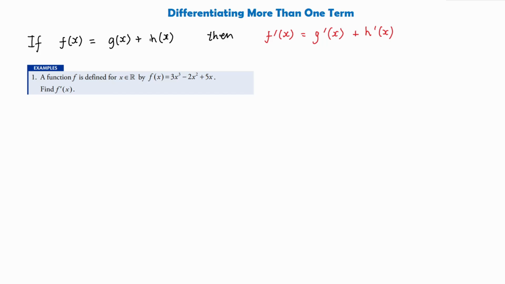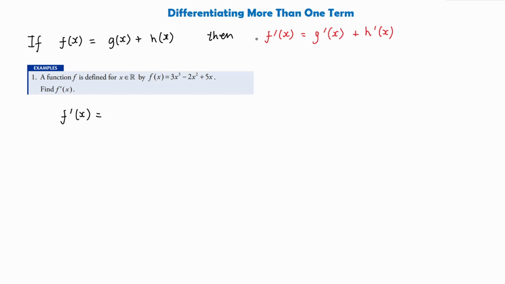So let's do an example to see what's actually going on here. Well, we have a function f, which is defined for all real values of x, is given by the function f of x equals, and this time we've got multiple things. We've got 3x cubed minus 2x squared plus 5x, and we're asked to find f dashed x.